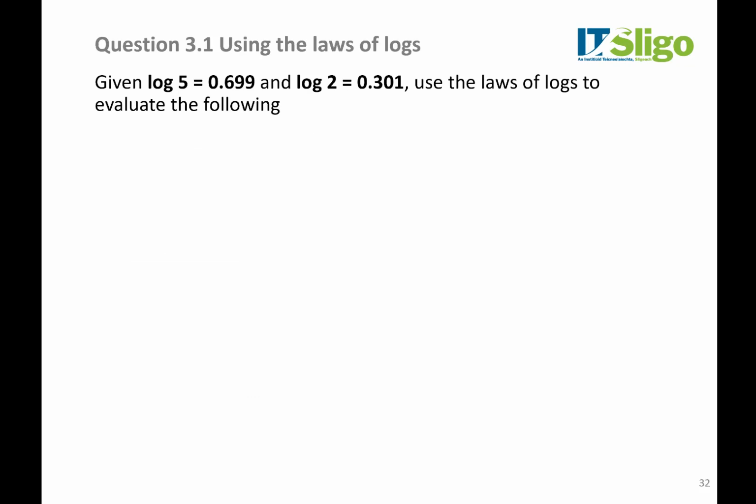So first we're just going to do a couple of examples. Given the log of 5 is this value and the log of 2 is this value, use the laws of logs to evaluate the following. Well, the log of 10, guys, could be written as the log of 5 by 2, which, using rule 1, becomes the log of 5 plus the log of 2. The log of a by b is equal to the log of a plus the log of b.